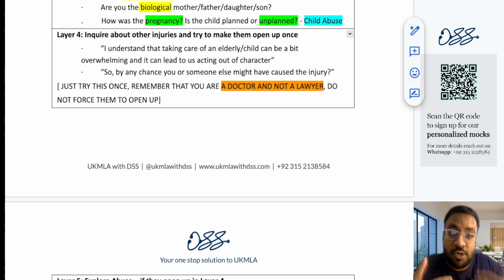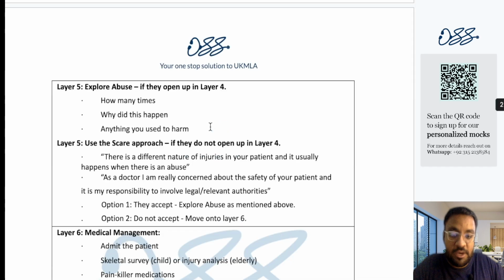But you are not supposed to interrogate the relative on this, asking whether by any chance they have done it. Just once is fine, because you need to come to the topic. You need to drive the consultation in the direction of the non-accidental injury. So just once is fine. But if they don't open up, then do not force them.